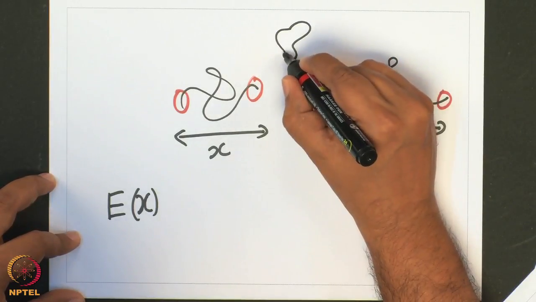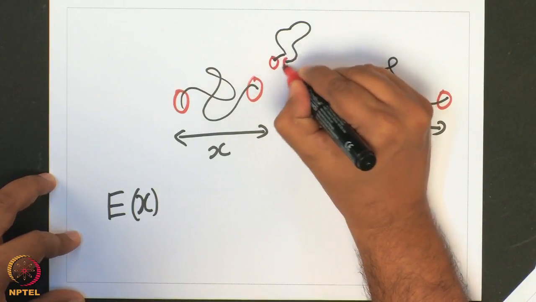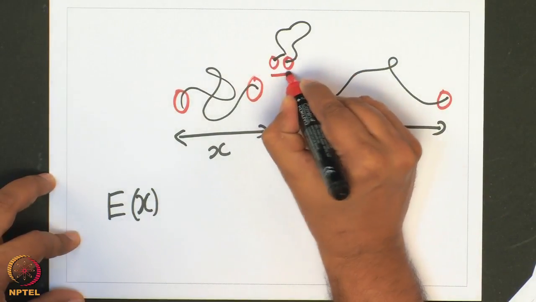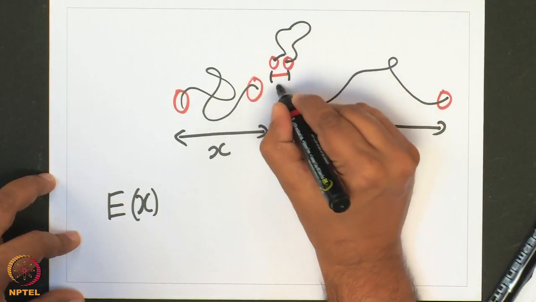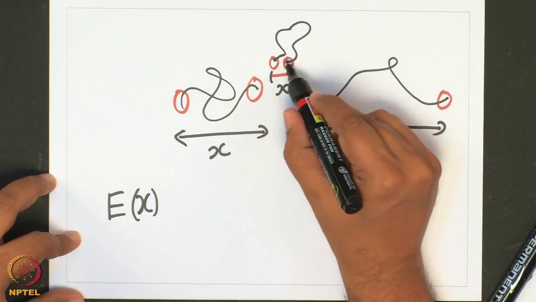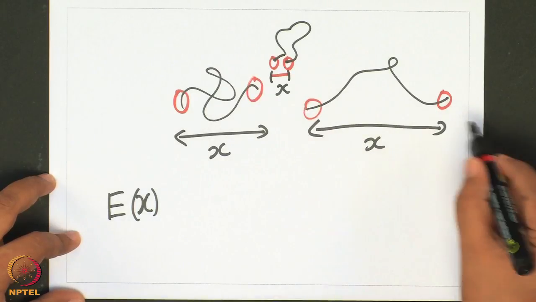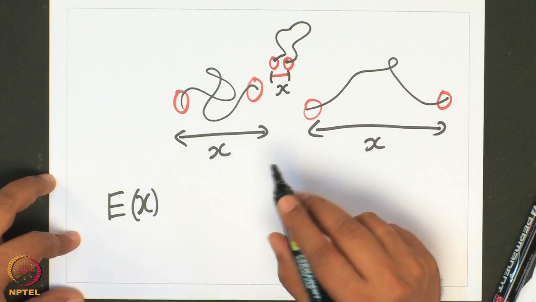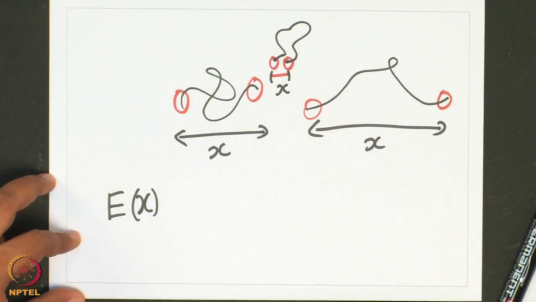Let me draw it like this, where these two points are very close, so this x is very small. Here the distance between these two points is very close, so these two ends are very close. Here they are some distance apart. Here it is far away. So what is the energy of this molecule for different values of x? That is the question that we want to answer.